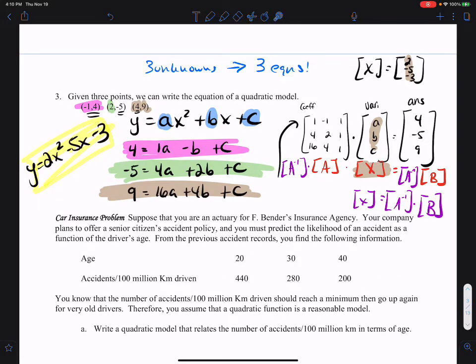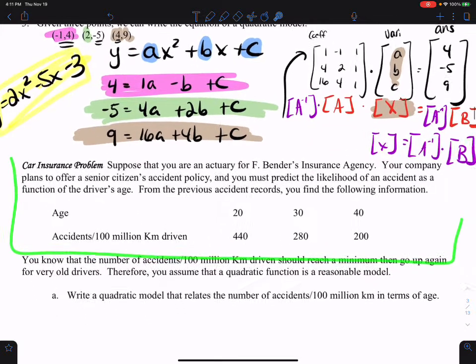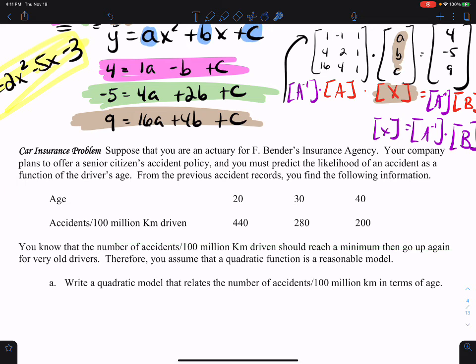All right, so now we can start to apply that idea. So here, this is something without context. Let's put it into context of a real life situation. So in this example, we're working as an actuary for a fender bender insurance company. So we're working on evaluating risk. So your company plans to offer a senior citizen accident policy. So we must predict the likelihood of an accident as a function of the driver's age.